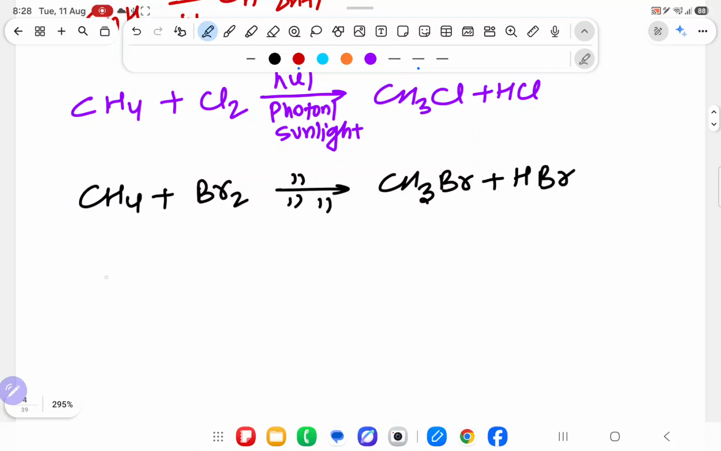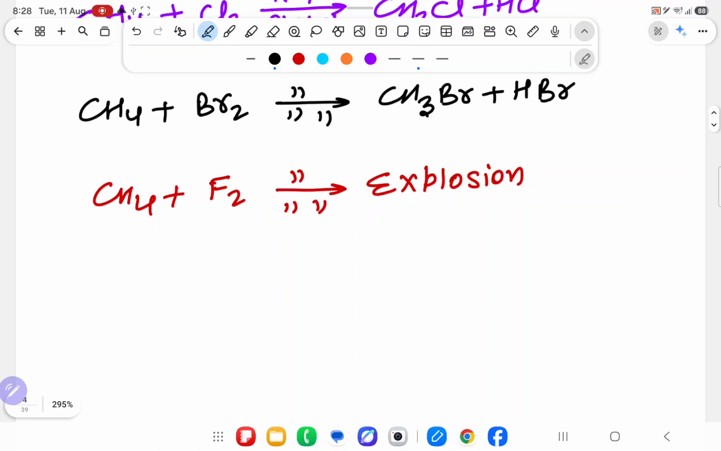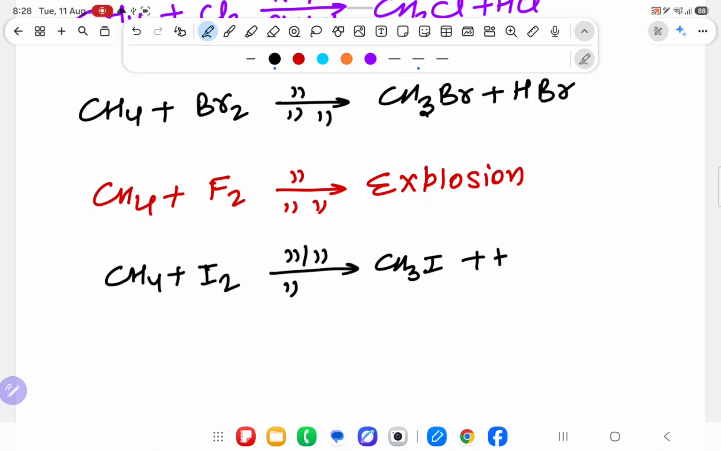Suppose I have written CH4 plus F2 in presence of hν, photon or sunlight. Then over there you can't say that CH3F plus HF. No. If you try to do it, it will become an explosion. A bomb blast will happen. It means fluorine will not do free radical mechanism with alkane. Next, if I take iodine, CH4 plus I2 in presence of hν, photon or sunlight, what will happen? It will form CH3I plus HI.